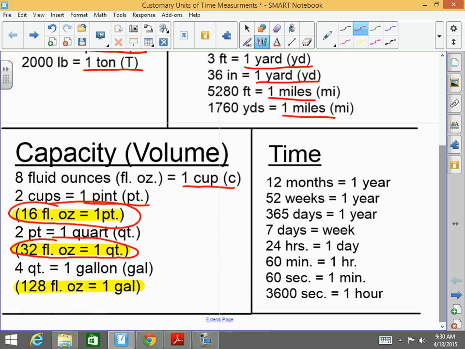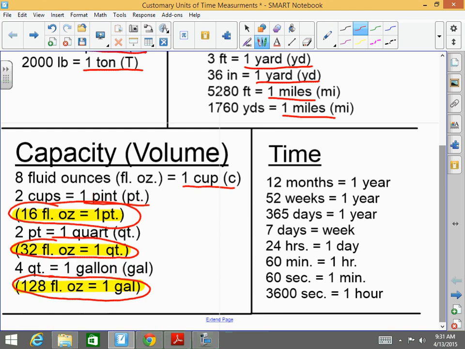And 4 quarts in a gallon. Since 1 quart is 32 fluid ounces, 4 times 32, 4 quarts equals a gallon, so that means 128 fluid ounces would also equal a gallon.